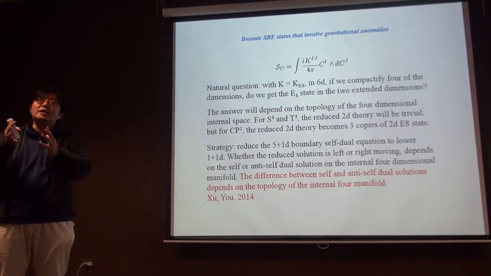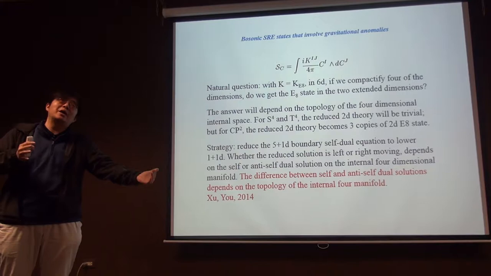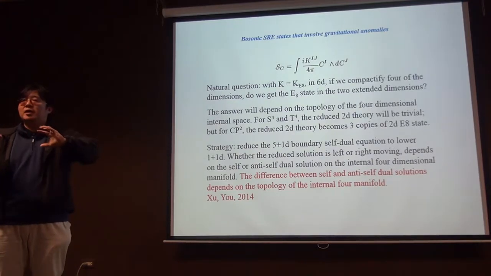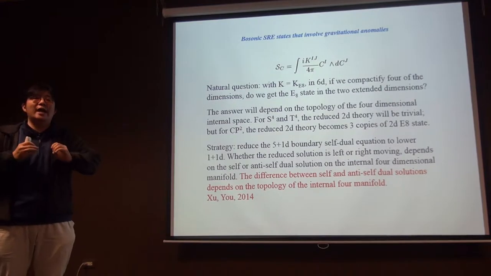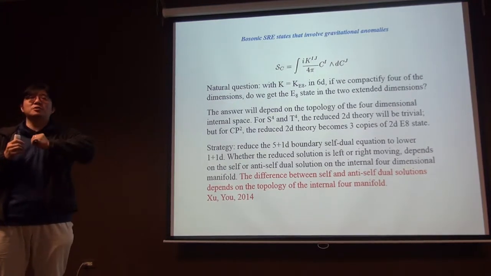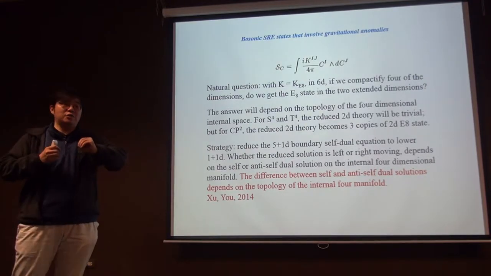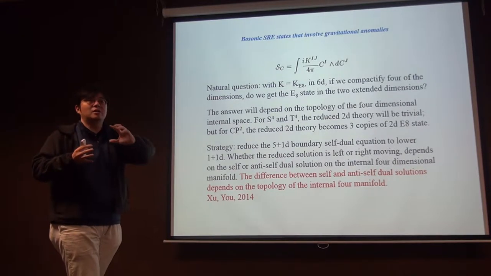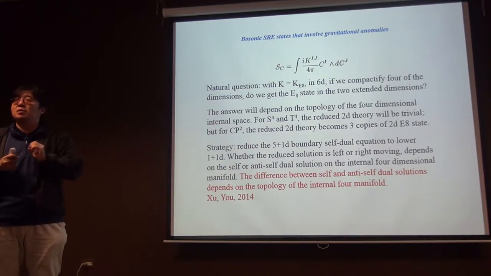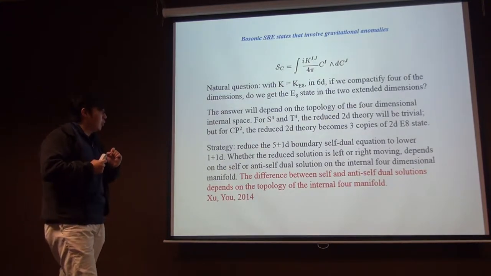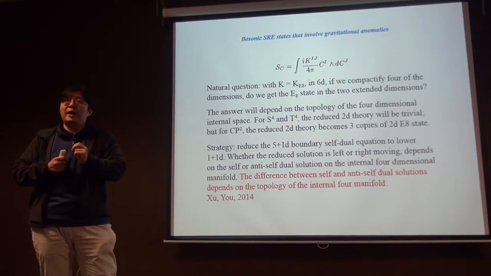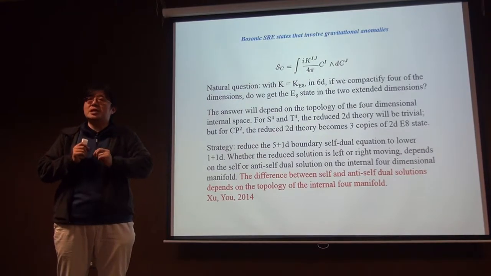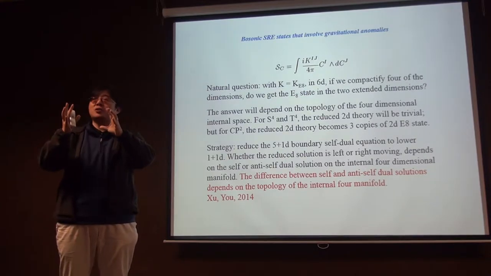become some linked equation between the 1 + 1 dimensions and the 4-dimensional internal space. If I get a self-dual solution in the 4-dimensional internal space, I would get a chiral mode on the 1 + 1 dimensional space. But if I get an anti-self-dual solution on the 4-dimensional manifold, I would get an anti-chiral mode on the 1 + 1 dimensional space. So whether the final theory on the 1 + 1 dimensional boundary is chiral or not will depend on the difference between the self-dual solutions and anti-self-dual solutions on the 4-dimensional manifold.